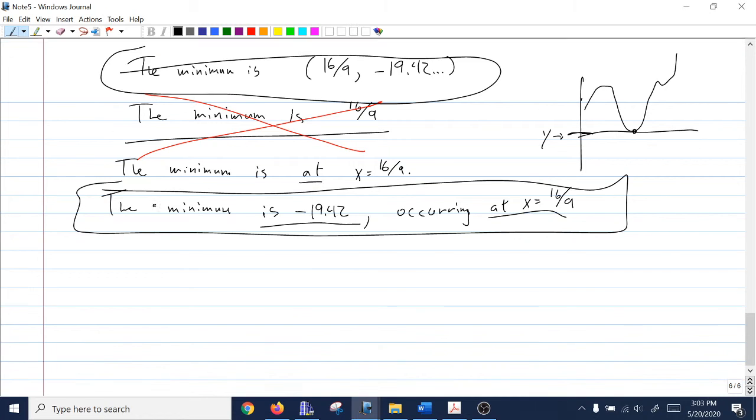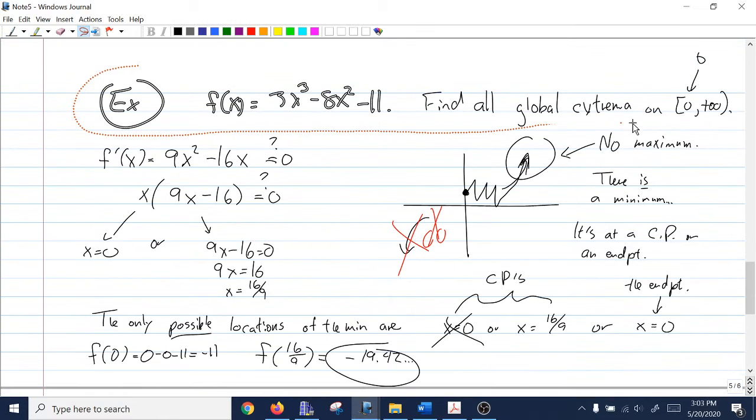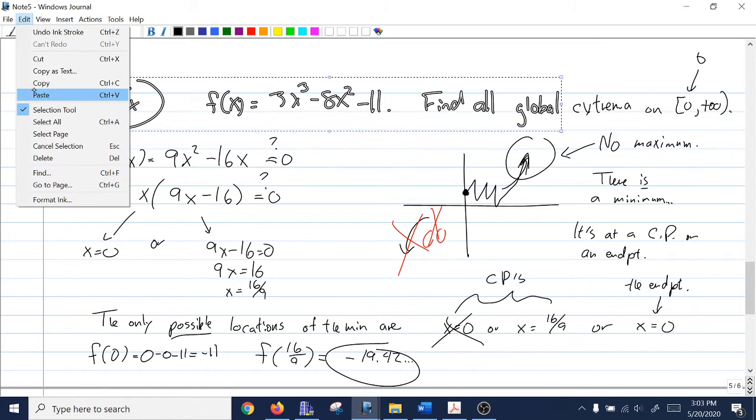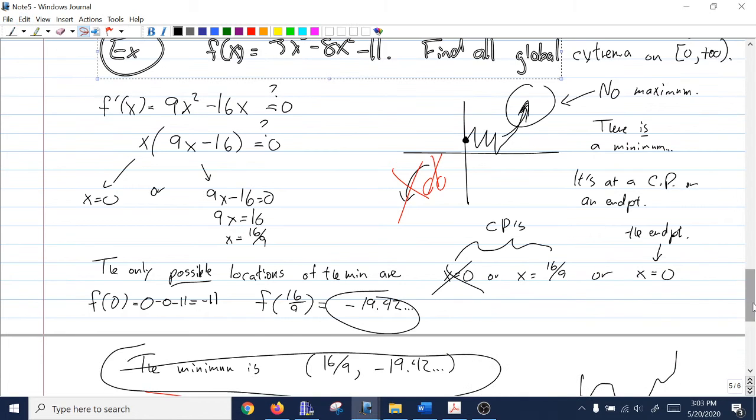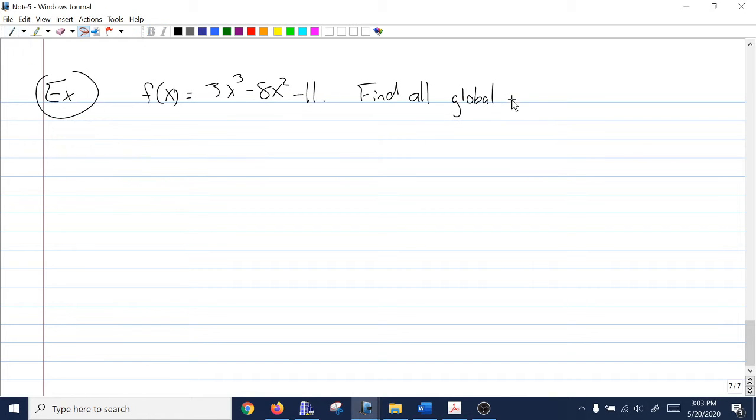Here's an example. Let's try one with a different interval. Let's go with the same function. Let me grab this and copy it. I got most of it. Here's a function, find all global extrema on, let's try the interval negative 2 to 1. Aha, this time it is an actual closed interval.